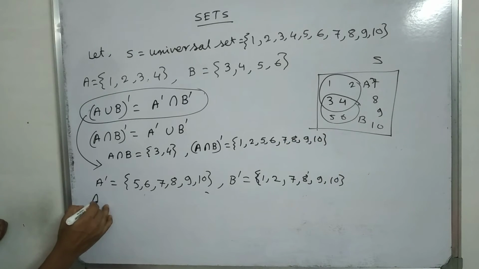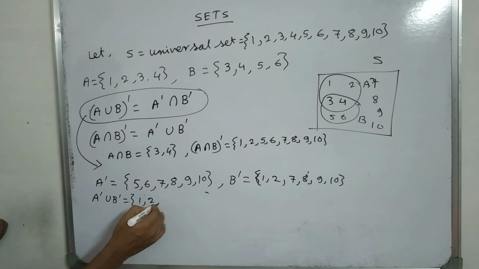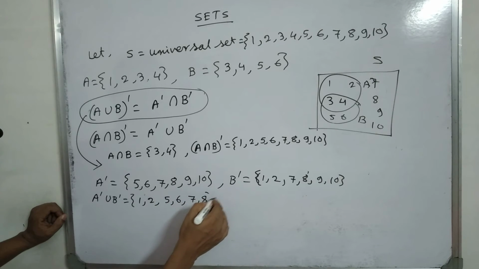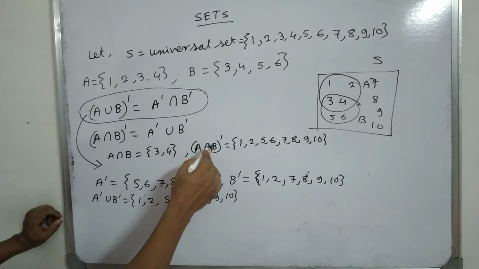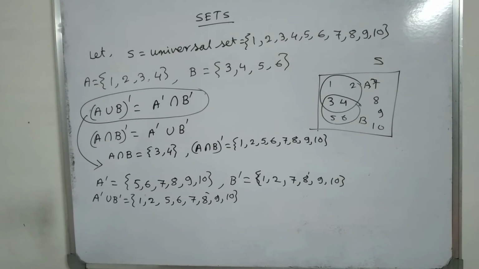And the union of A complement and B complement is 1, 2, 5, 6, 7, 8, 9, 10. Now you see that A complement union B complement is equal to A intersection B whole complement. So it verifies the second law of De Morgan's law.